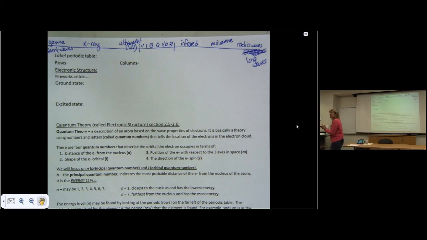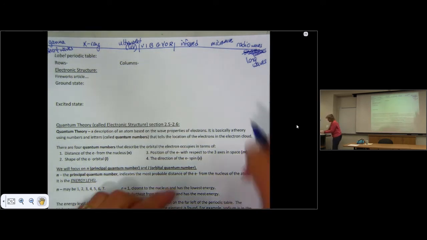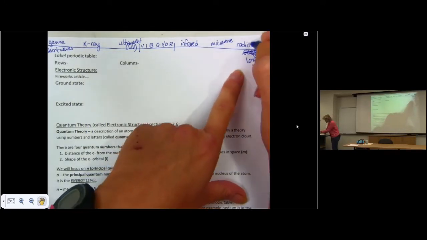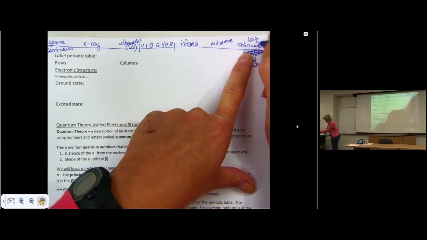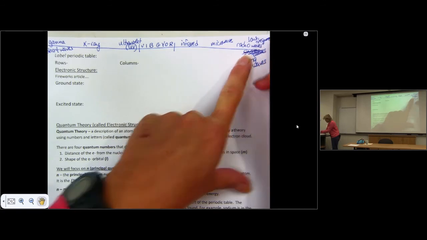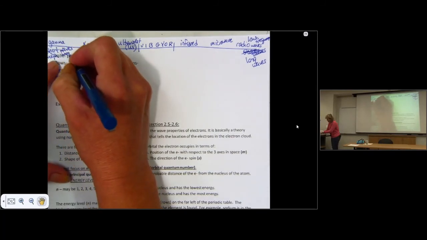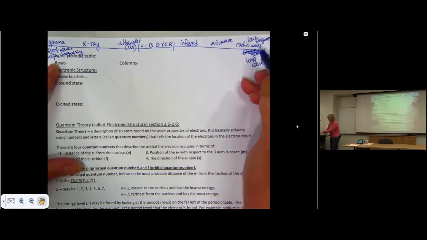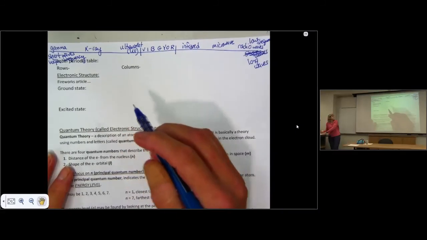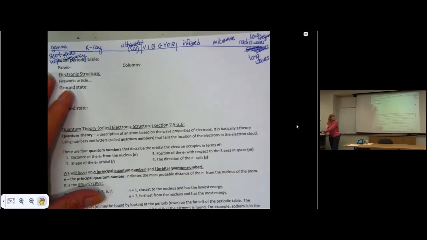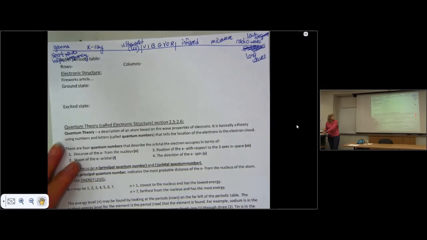So, compared to a short wave frequency, a long wave has lower frequency. A short wave has high frequency. So low frequency down here for radio waves, high frequency over here for gamma rays.